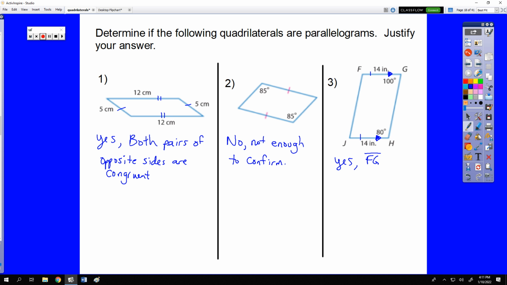FG and JH are both congruent and parallel. In other words, we're passing test number 4. Again, you have to be able to show one of those 4 is true in order to guarantee the answer to one of these questions is yes.